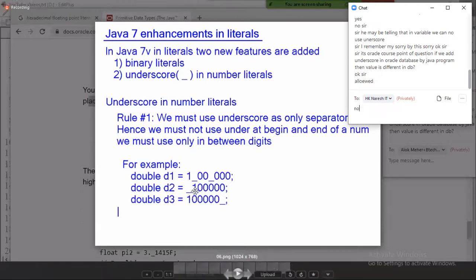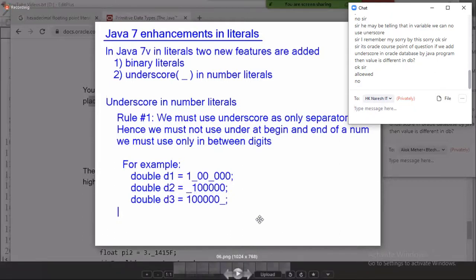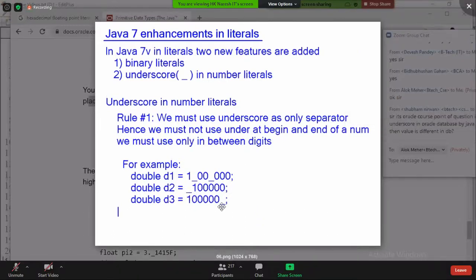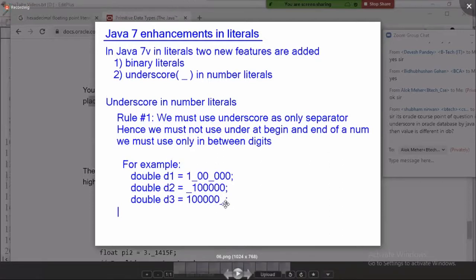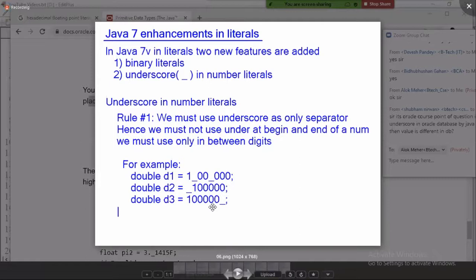Is _1_00_000 allowed? No. The compiler treats it as a variable, because anything starting with underscore is an identifier. An identifier with no parenthesis is called a variable. So the compiler will throw an error: cannot find symbol variable _1_00_000. If you use underscore at the end of a number, the compiler throws an error: invalid underscore. Next, now like integers, we have floating point numbers.